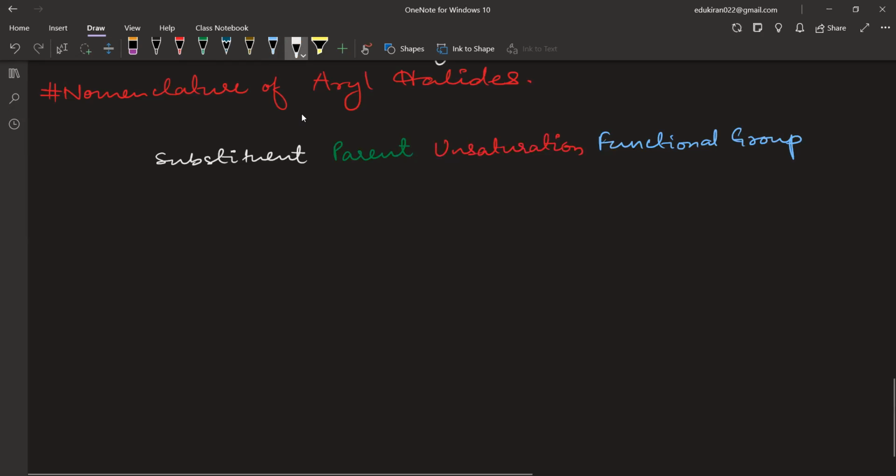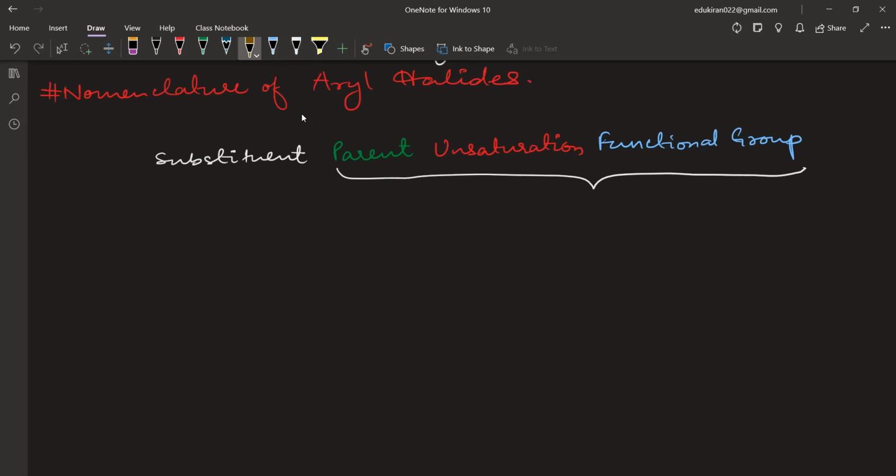When we have aryl halides, that means a halogen atom connected to the benzene ring, then this PUF, that is parent, unsaturation, functional group, all boils down, and instead of writing it, we write just benzene. Then you just have to identify the substituents and name them. Is that clear? Yes or no? Tell me. Yes, sir. Okay.